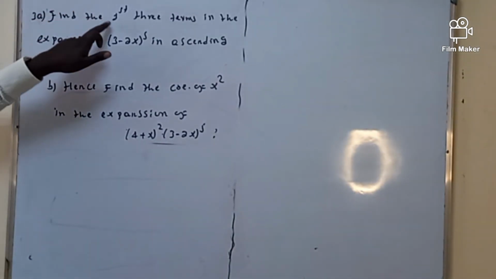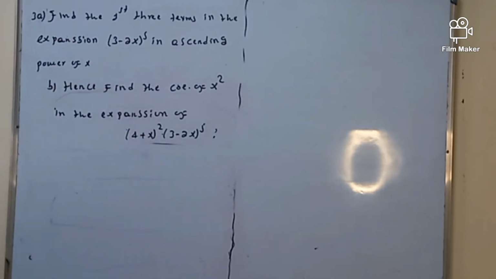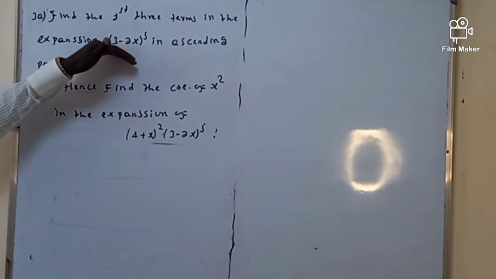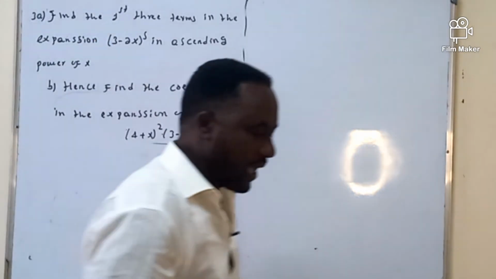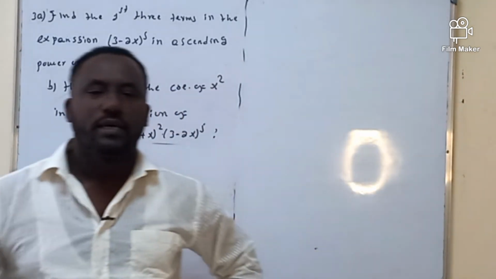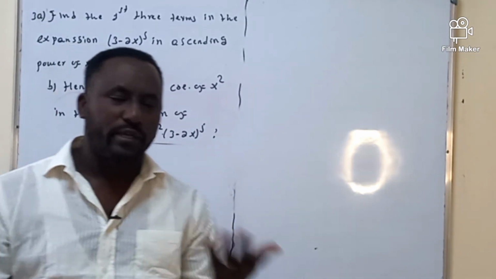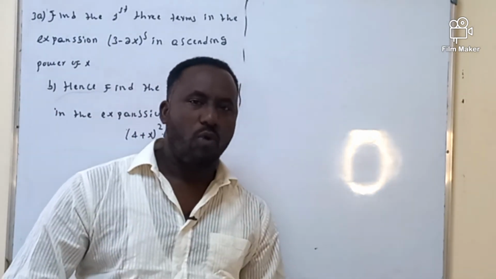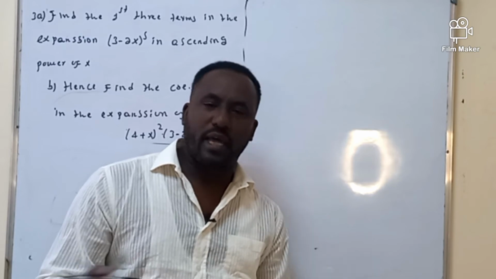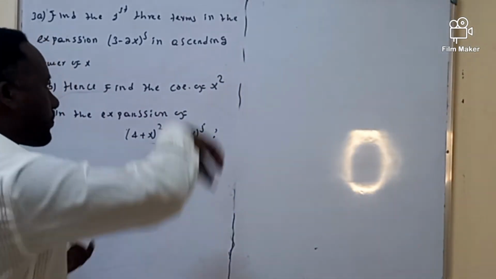You already have to find the first three terms in the expansion of this in ascending powers of x. How are we going to expand this one? Do you know, first of all, again let me say something here also, how we are going to find the expansion of any binomial terms. How are we going to expand? What is the way to expand any binomial terms? Now let me just say something about this one.